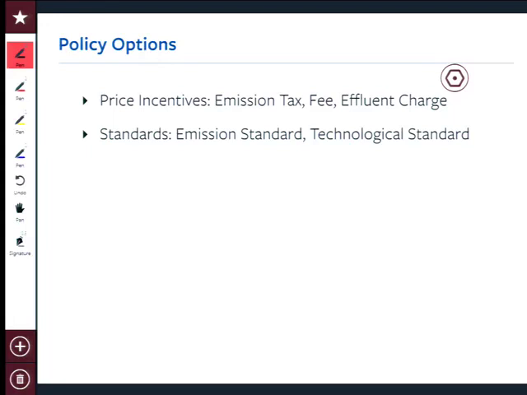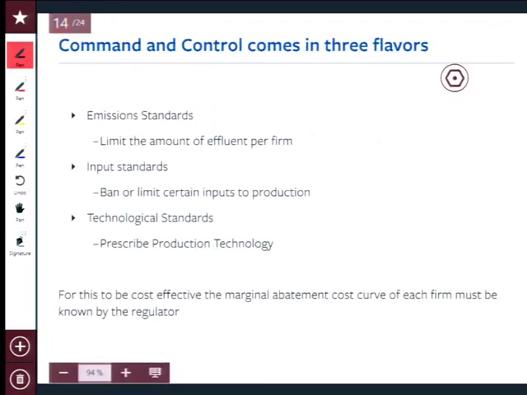The government historically has not been great at picking technologies, with some exceptions, but overall, the market's been better at picking technologies. So command and control policies, where we tell firms what to do instead of sending price signals in markets, come in three flavors. One is emission standards, where you simply tell a firm they can emit a certain amount and no more. If they emit more than the amount, they pay a fine, right?